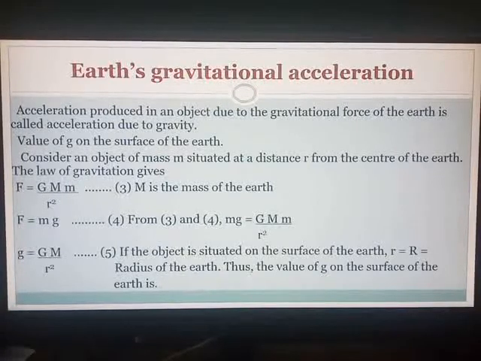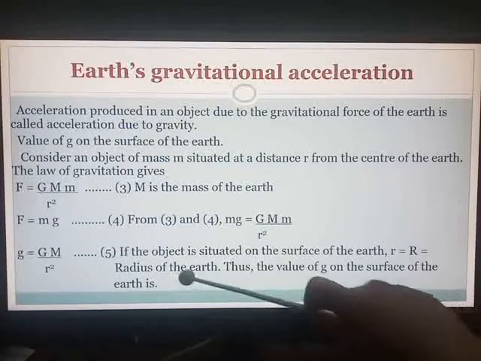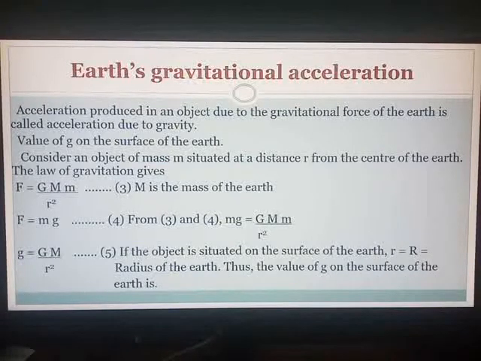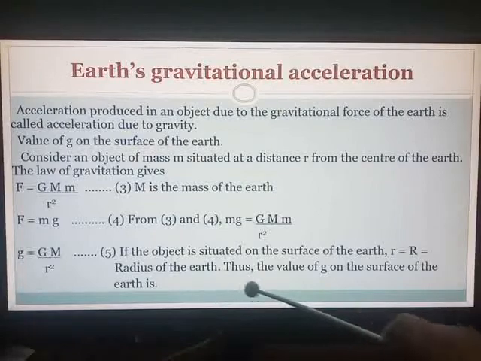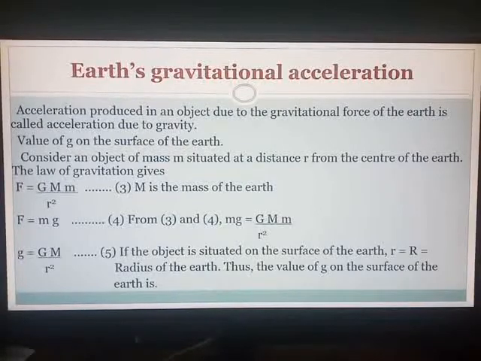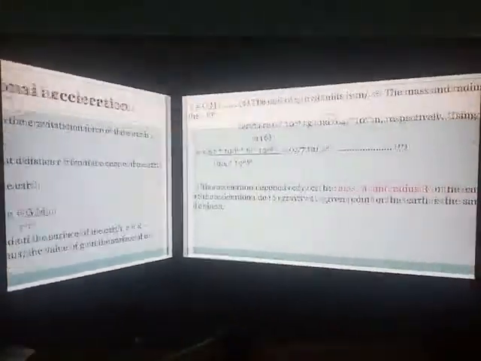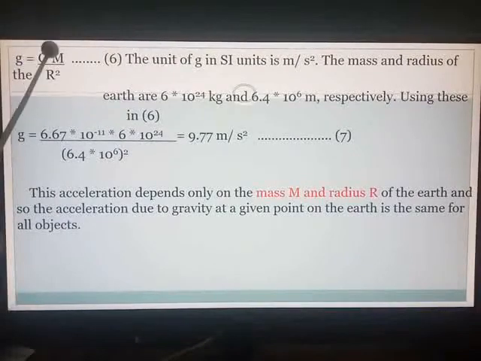So if the object is situated on the surface of the earth, then small r is equal to capital R, that is the radius of the earth, because we are deriving the value of g on the surface of the earth. So what is R? R is the radius of the earth, and thus the value of g on the surface of the earth is g is equal to GM upon R square.